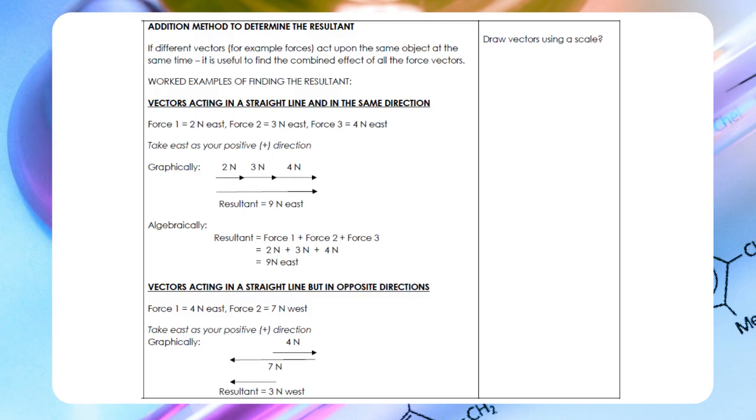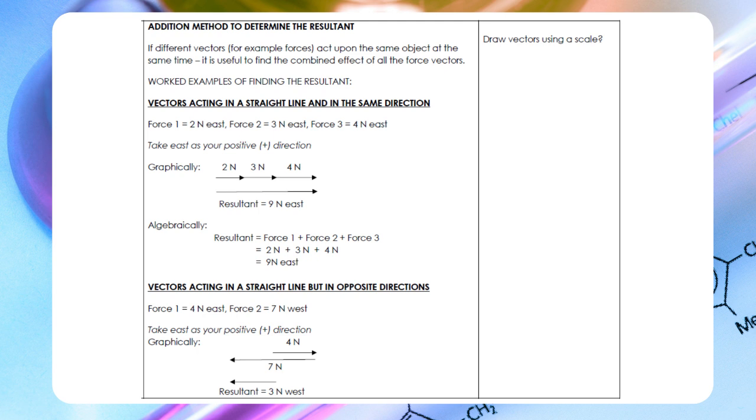Addition method to determine the resultant. If different vectors, for example forces, act upon the same object at the same time, it is useful to find the combined effect of all the force vectors. Worked examples of finding the resultant.